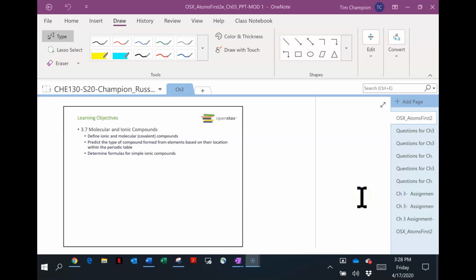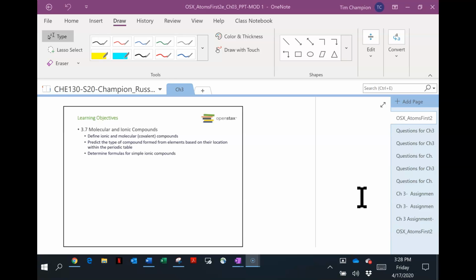Hi there. We want to talk today about molecular and ionic compounds. This is from chapter 3, but it'll be on the fourth exam that we're doing. So this is for the last exam we'll have this semester.